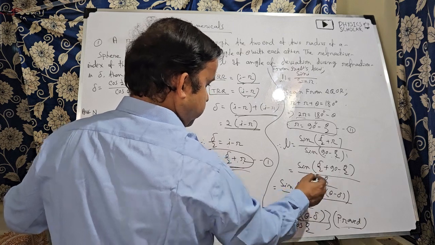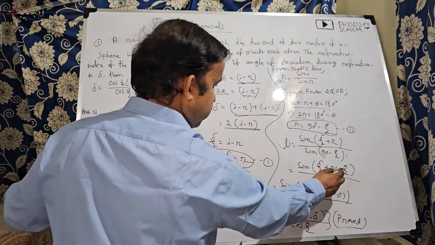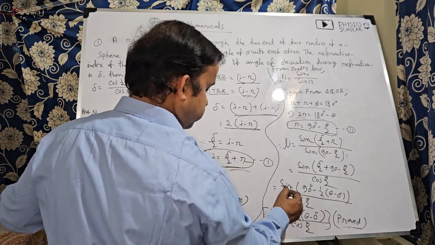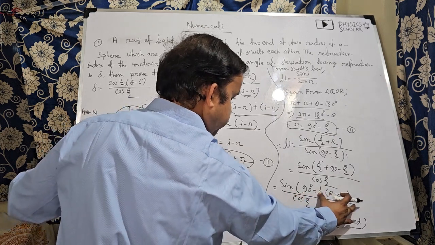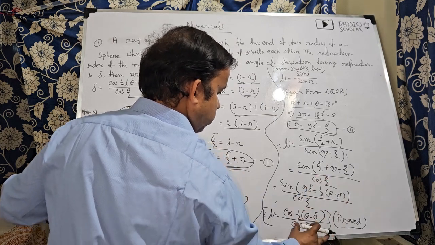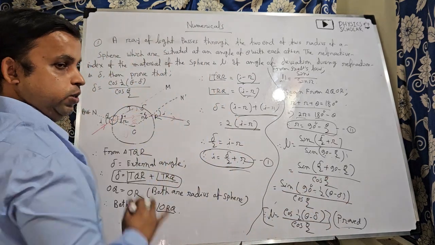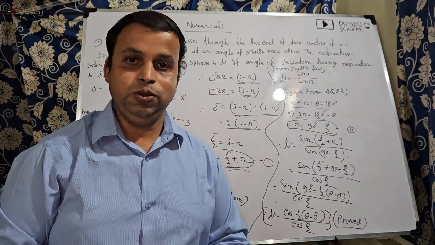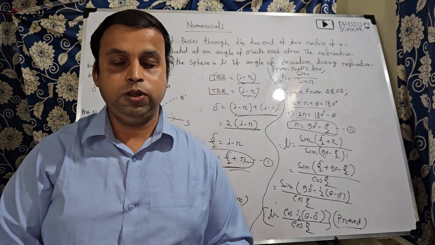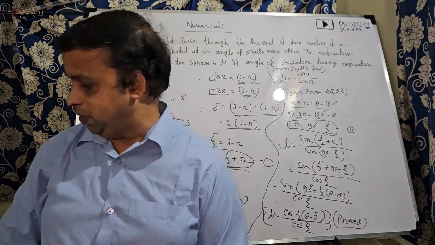And here we are writing 90 at the beginning, minus half common, then theta minus delta. So mu is equal to sin of 90 minus this full part, which is now theta, so that will be cos of this part, divided by cos theta by 2. So this is your answer. Hope you have understood this. So let us move to the next topic.